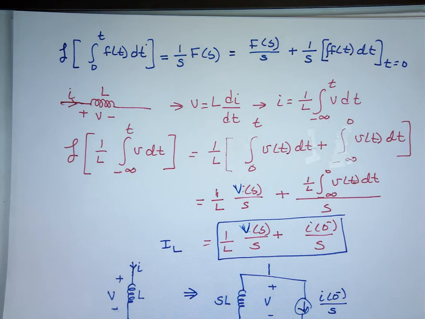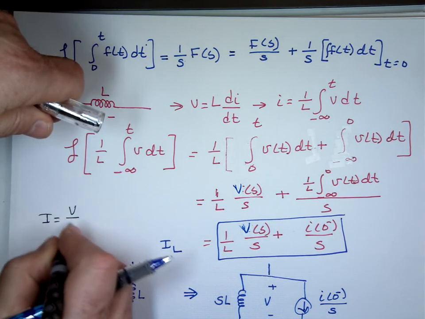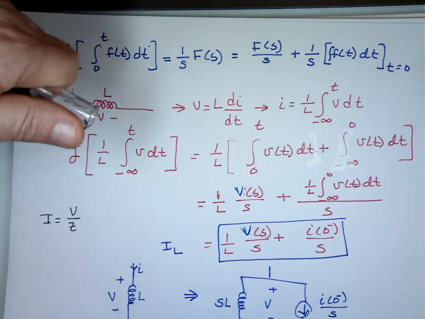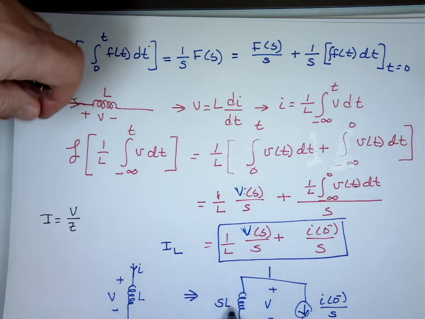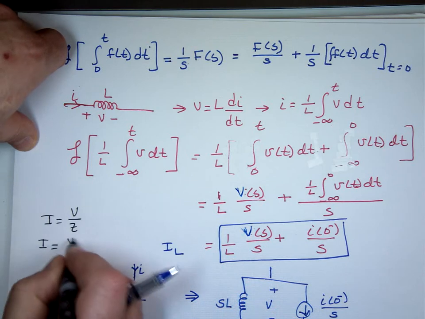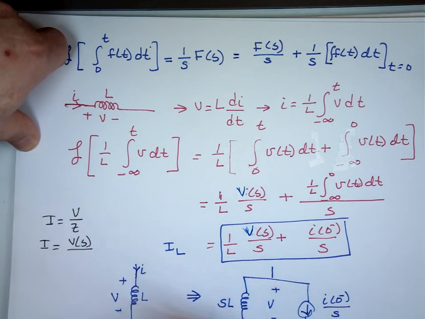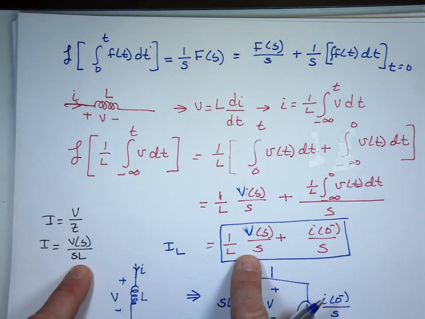Ohm's law says what? The current I equals V over R, or V over Z. So if I make the Z value SL, what's the current going through it? That's the voltage divided by Z, which is SL. Is that what this expression is, the first one? Are these two the same? That's why it's SL.